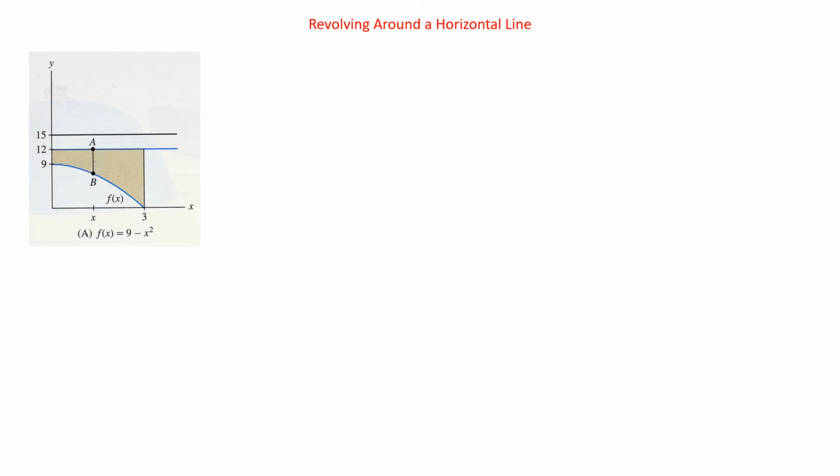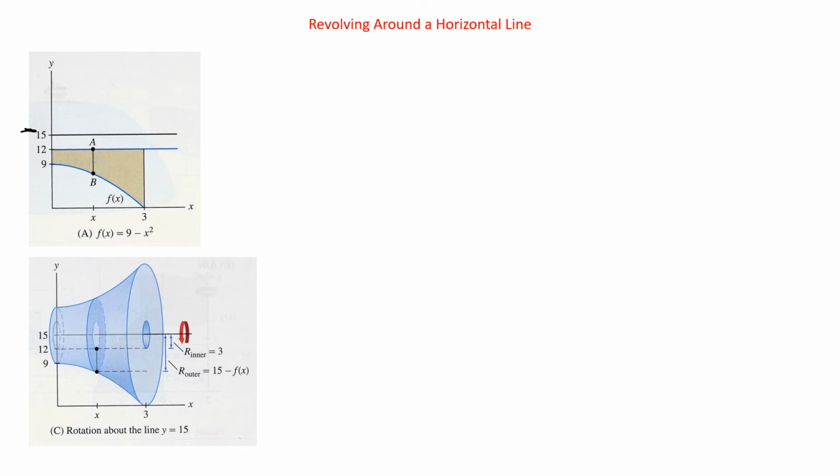So the next one, which is revolving around a horizontal line, we can look to see what that is. Now, the x-axis is a horizontal line. Y equals a number is a horizontal line. So it's going to be very similar to when we revolve around the x-axis. So if we have this equation, f of x equals 9 minus x squared, and we're going to revolve it around the line y equals 15 instead of the x-axis, we're going to get a shape that looks kind of like that.